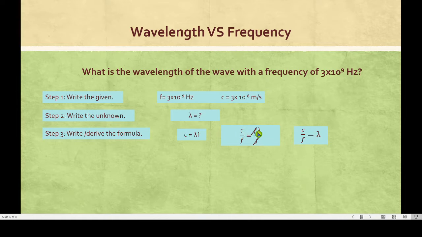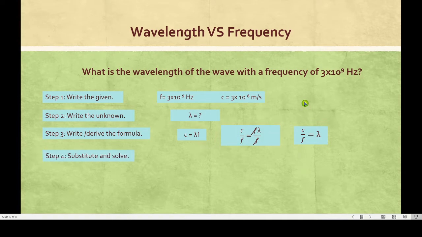So just eliminate the quantity beside it. Since you only need lambda here, you have to eliminate f by dividing both sides of the equation by f. So c over f is equal to lambda. Same goes when you need to derive the equation for f: you have to eliminate the lambda.